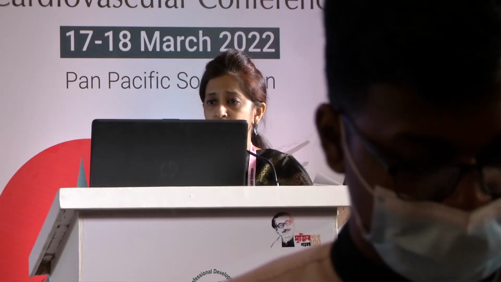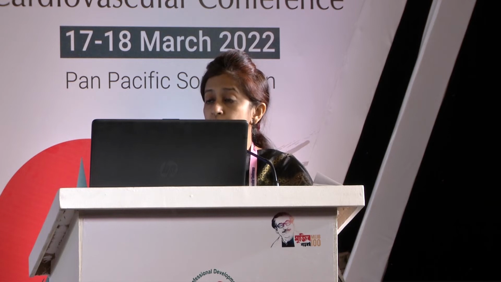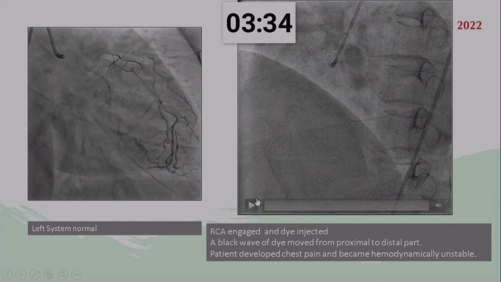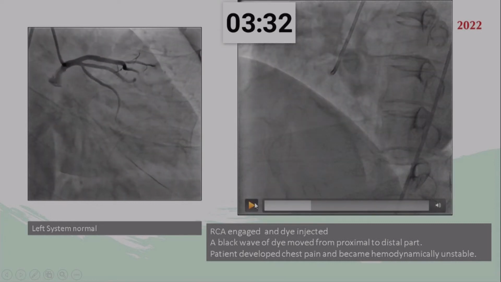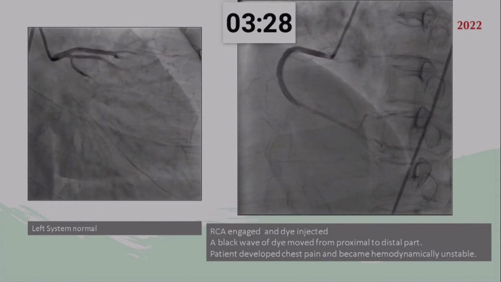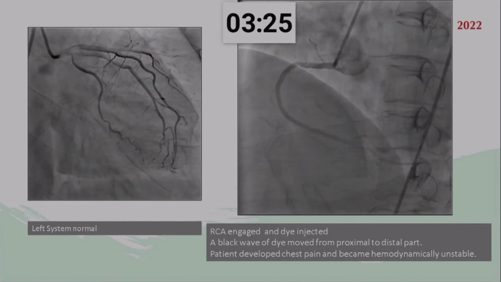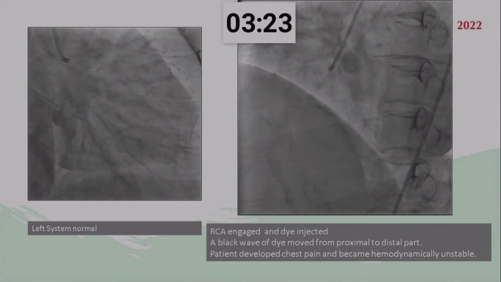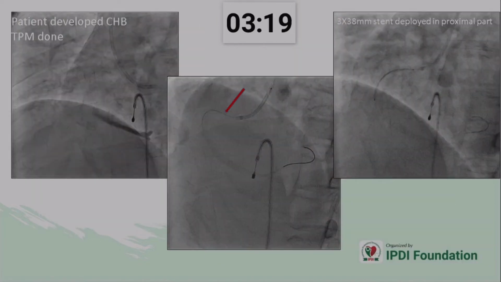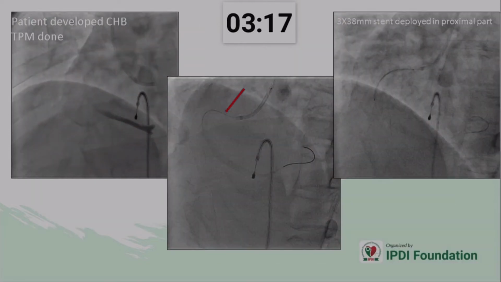on the background of hypertension, and ETT was positive in the second stage. The coronary angiogram of the left side was normal. On the right side, there is a black wave of dye moving from the proximal to the distal part. I have never seen anything like this before. The patient suddenly developed chest pain and became hemodynamically unstable, and developed complete heart block.